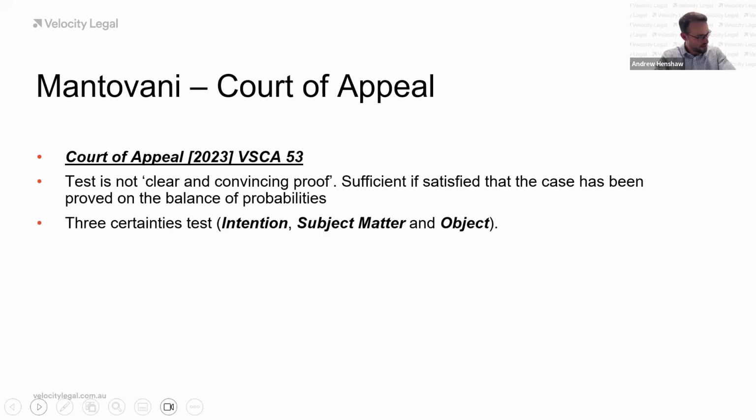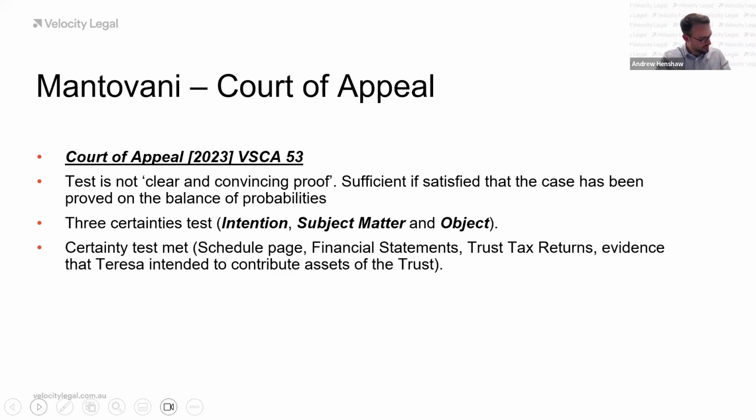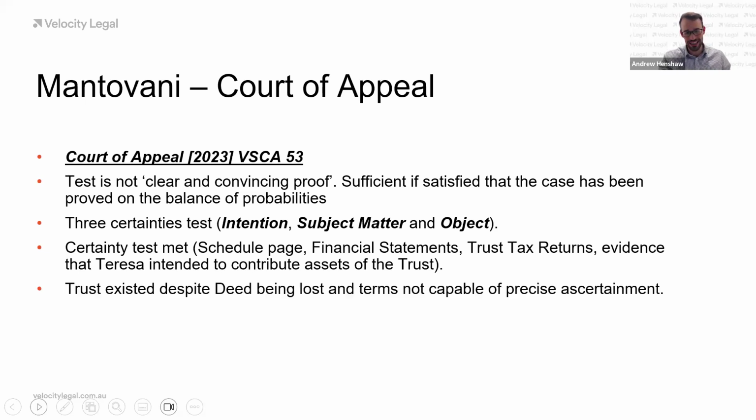But they looked at it through the same lens: is there a certainty of intention, subject matter, and object? And has that been established on a better than 50% basis? And they said, well, yes, they have been established because the schedule exists, there have been financial statements, the trust tax returns have been done, and there is evidence that Teresa intended to contribute assets to a trust to start with. So that's enough to meet those certainties. And the court said that the trust existed despite the trust deed being lost and the terms being not capable of precise ascertainment.